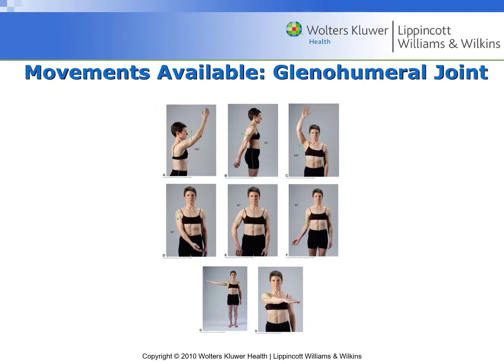Now let's take a look at the movements that are available at the glenohumeral joint. In diagram A, we have flexion. Diagram B, extension. Diagram C, abduction. Diagram D, adduction. Diagram E, internal rotation. Diagram F, external rotation. Diagram G, horizontal abduction. And diagram H, horizontal adduction.